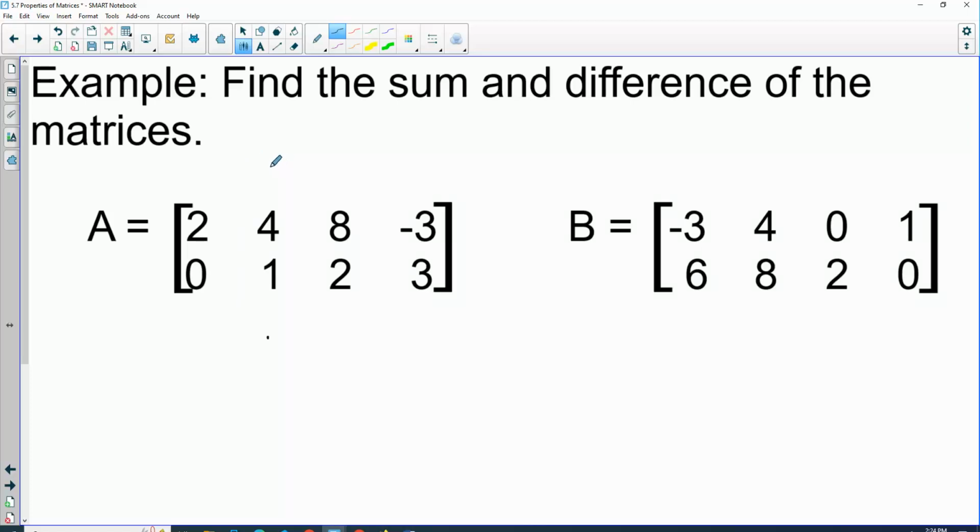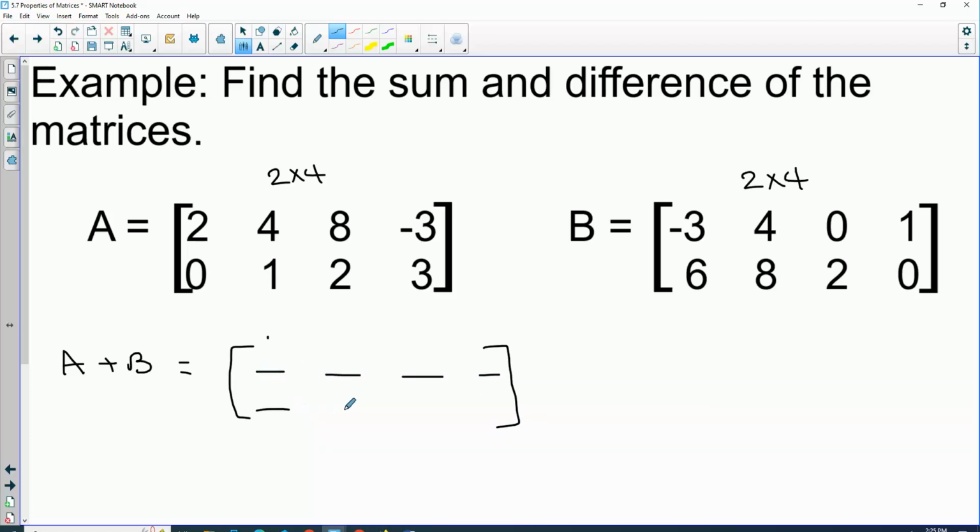What's the size of matrix A? 2 rows and 4 columns. Matrix B, 2 by 4, 2 rows, 4 columns. So we can add them. So the sum, matrix A plus matrix B. When you add matrices, you are going to get a matrix of the same size. I'm going to have a 2 by 4 matrix. 2 rows, 4 columns.